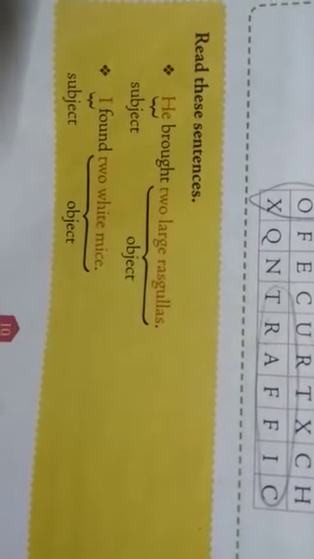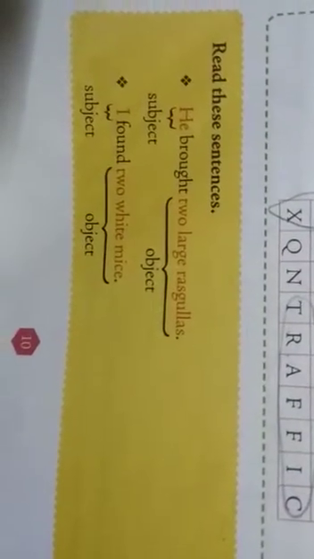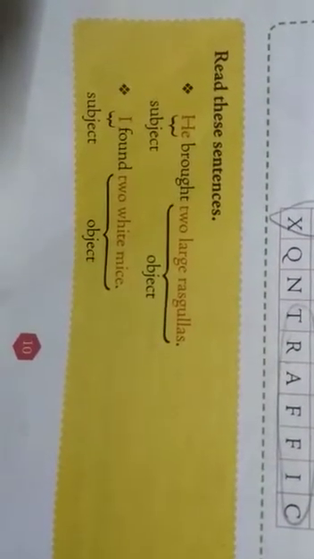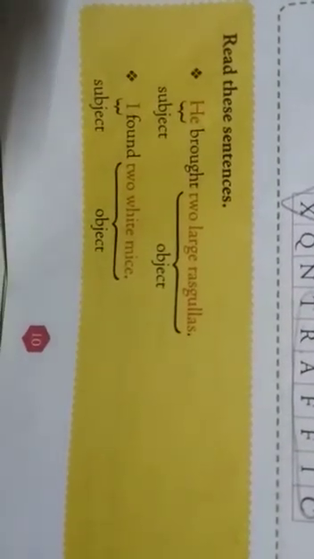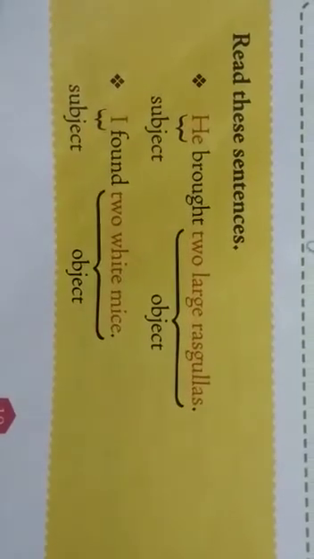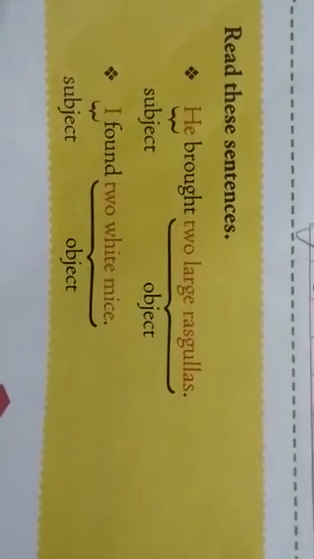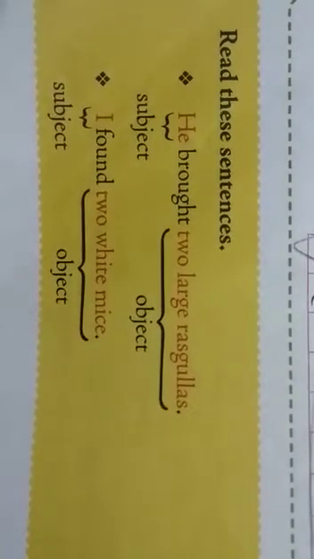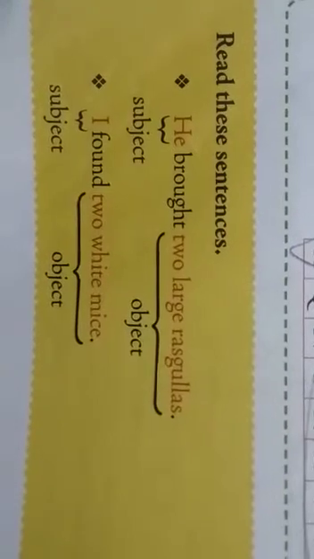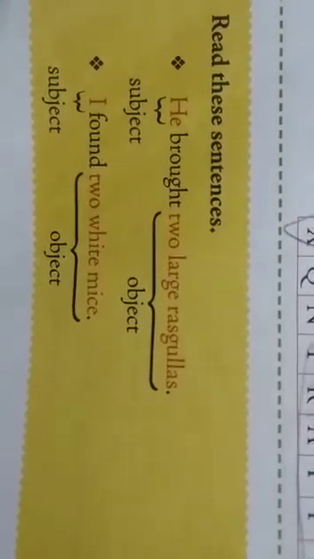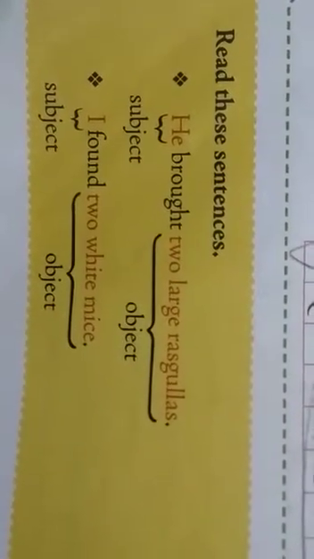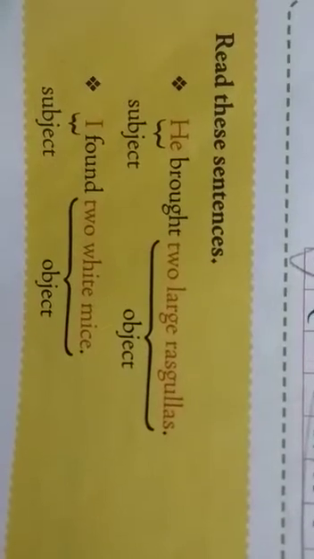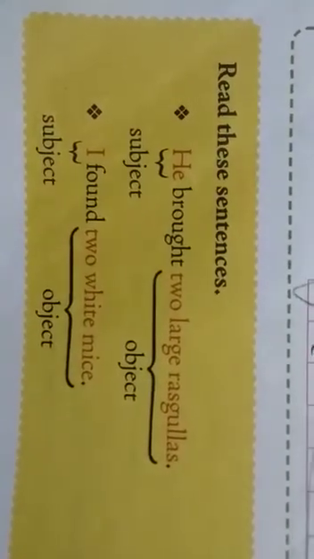Let us see the next example. I found 2 white mice. I is the subject. 2 white mice is the object. Here, one more thing to notice in these sentences. In the first sentence, we can see that the subject usually comes before the verb. Isn't it? Here you can see brought is the verb. Before that we have the word he. So it comes before it.